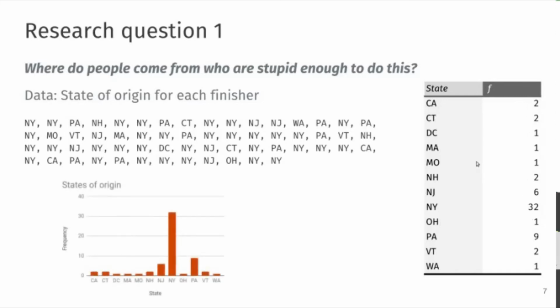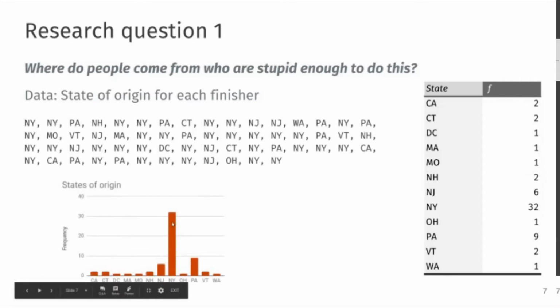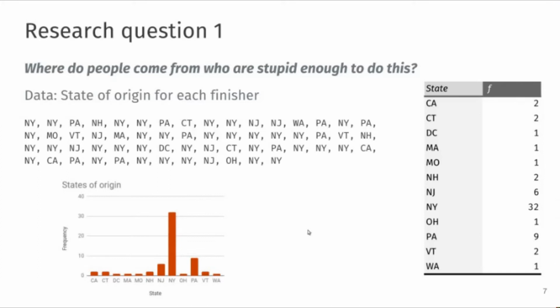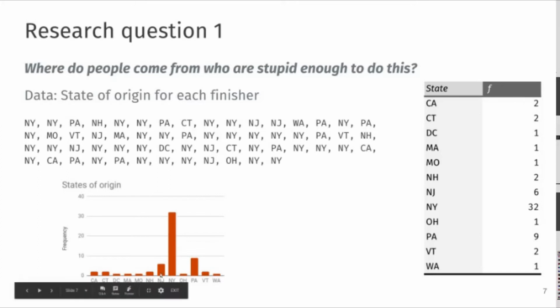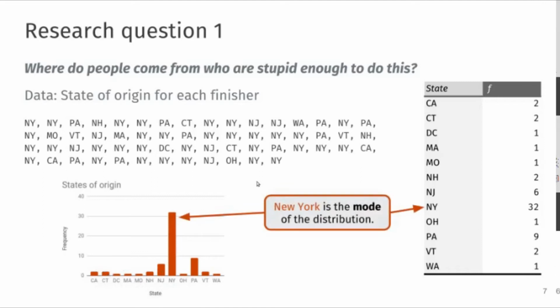We can do the same thing, and take the same data and make a bar chart with the height of each bar corresponding to the frequency with which each state is observed. And it's pretty clear from all of this that New York is the mode of the distribution. That is to say, most people in the sample come from the state of New York. Now, we've talked about the mode before. It's a fairly simple idea.